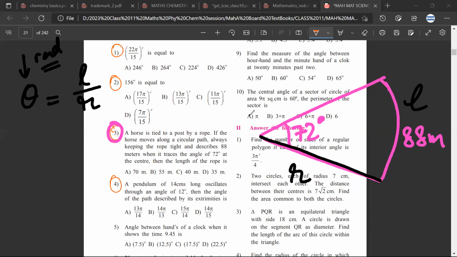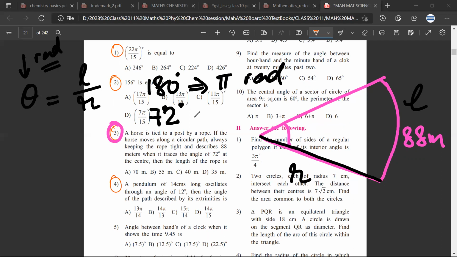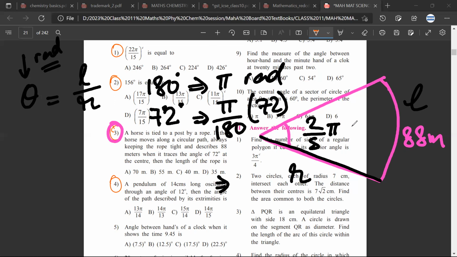So again, theta equals L by R is not applicable for degrees. So 72 degrees, pi radians, 72 degrees would be equal to pi upon 180 into 72, which would be equal to 2 by 5 pi radians.